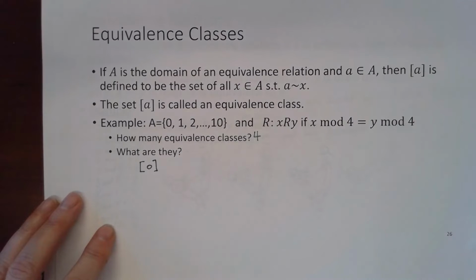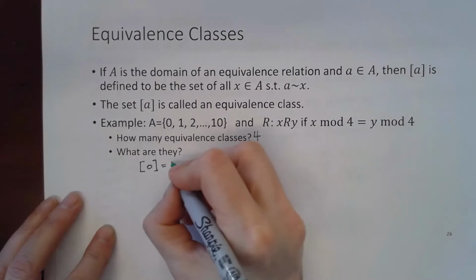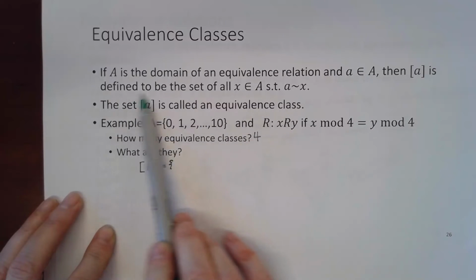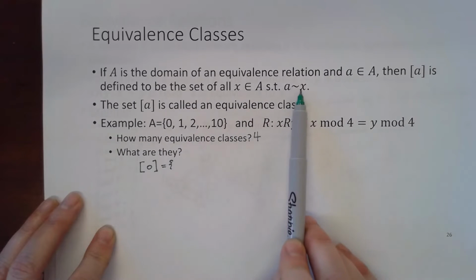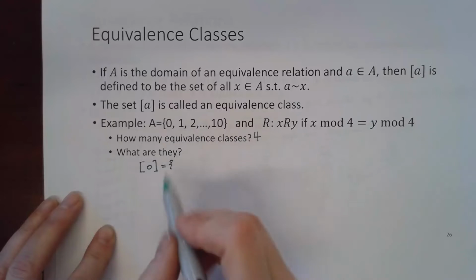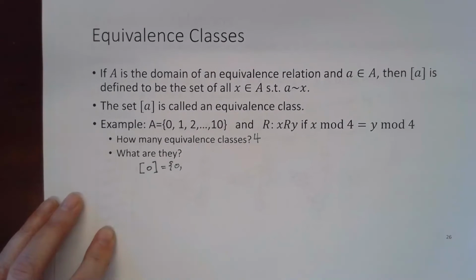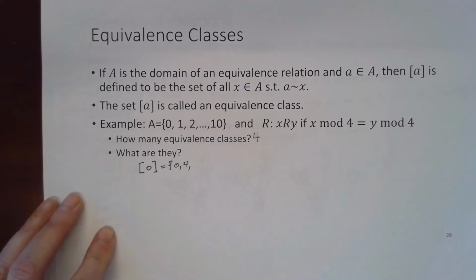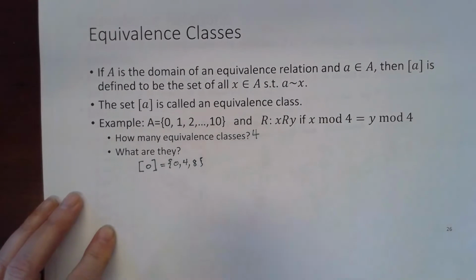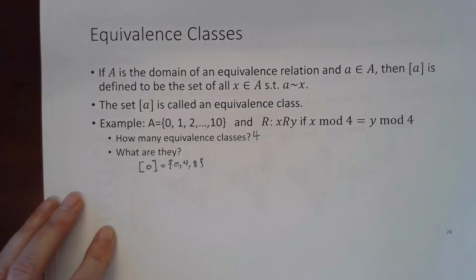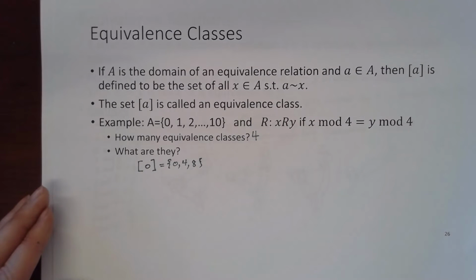That is defined to be the set of all x that are related to this. If I think about what's in this class, 0 is related to 0, 4 is related to 0, 8 is related to 0. So these are 2 notations for exactly the same thing. I put 0 with the little brackets around it. That's the equivalence class of 0, all the things equivalent to 0.